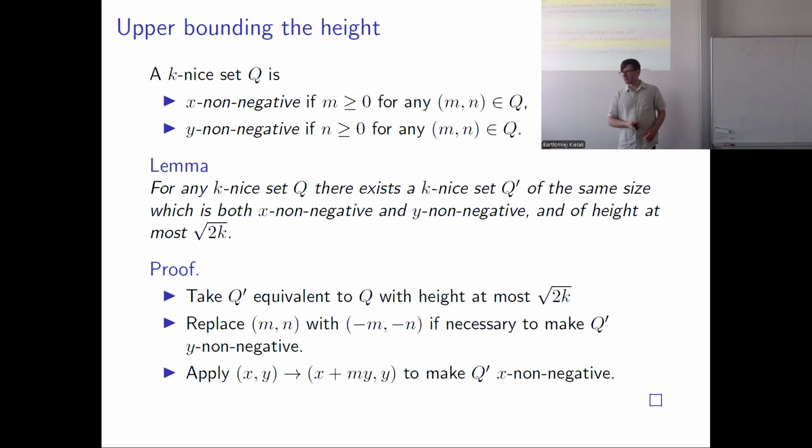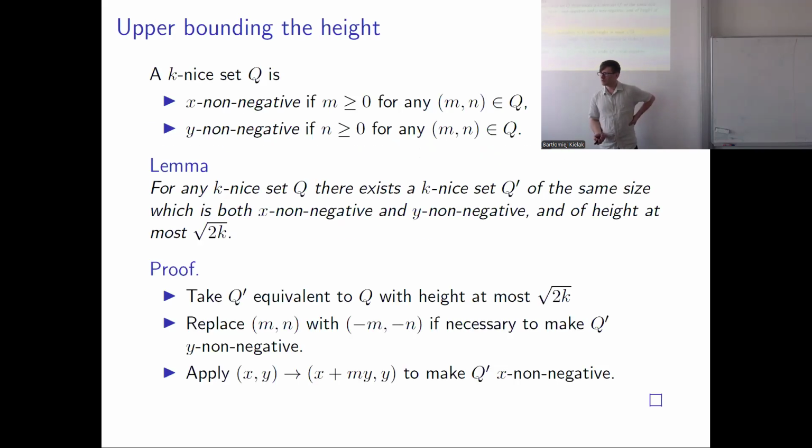And finally, we apply some transformation, which means we move all the points to the right. We actually move all points to the right because we move them by some multiple of the second coordinate, but now the second coordinate is always positive for all the points in our set. So once we choose some suitable value of m in this transformation, we obtain a set which has all desired properties. So from this point of the talk, we can always think that if I take some k-nice set, then it has all three properties that are listed on this slide.